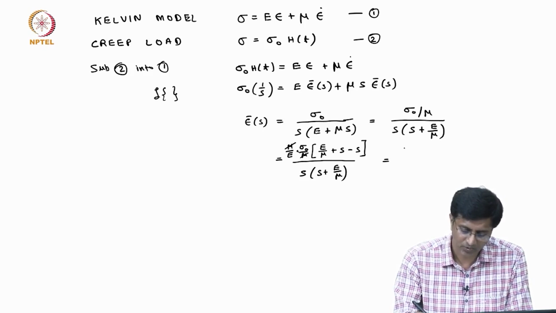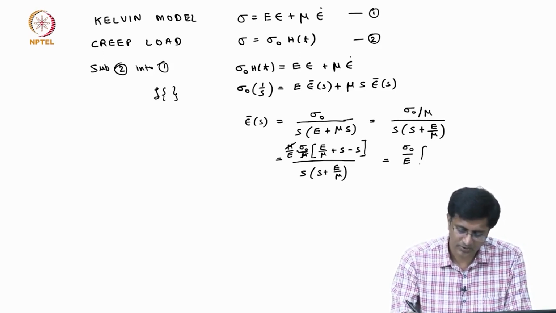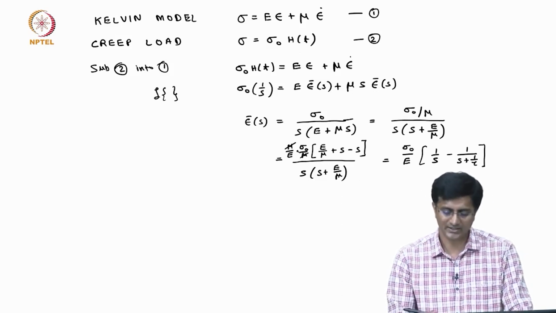Once it is in this format, it will be easy for me to write, because it will be sigma naught by E times the first two terms in the denominator. So, it will be simply 1 by s minus 1 by s plus 1 by tau. So, again I will replace it with the relaxation time. E by mu is nothing but 1 by relaxation time.